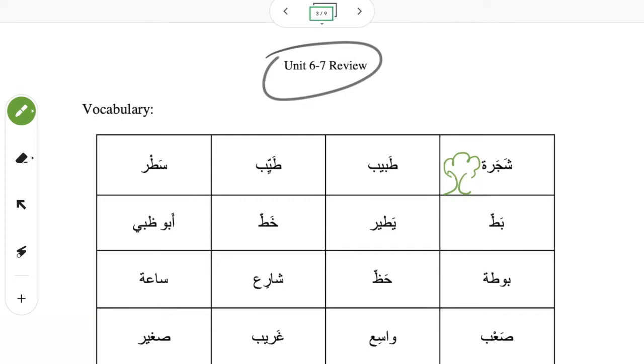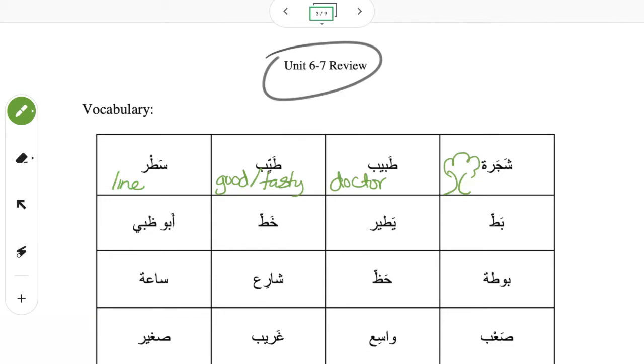Okay. Shajara. Tree. What I would recommend is if you're making note cards, try to put the Arabic word on one side and then put a picture on the other side. It'll make it easier for your brain to recognize and remember. Tabib is a doctor. And of course, any word that is human, you could make it feminine. Tabiba would be female doctor. Okay. Tayyib means good. When it refers to a person, it's like a good person, a nice person. When it refers to food, it's delicious or tasty food.